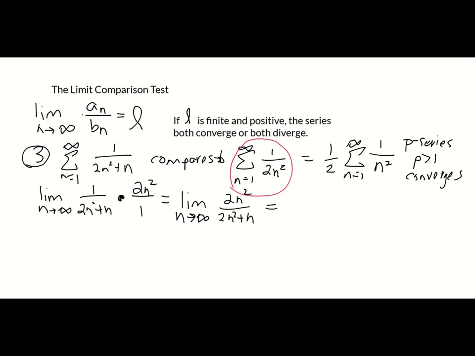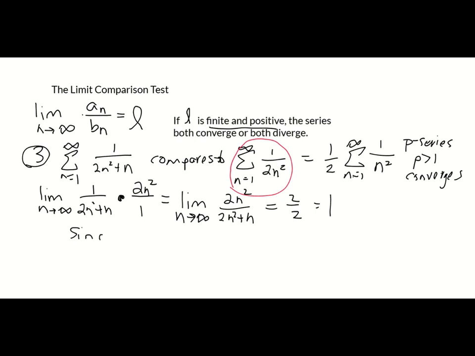And what do we know about this function? This is a rational function. The degree of the numerator and the degree of the denominator are the same, which means it has a horizontal asymptote at the ratio of the leading coefficients. So if I take those leading coefficients, 2 over 2, and simplify, that equals 1, and that would be the limit as n approaches infinity.